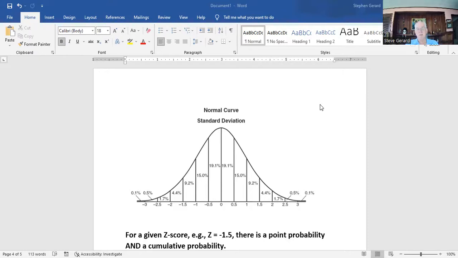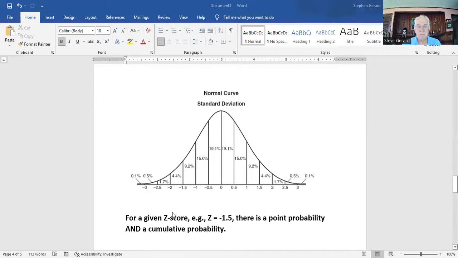Now, if you do something and the probability comes up 103%, you've done something wrong, because you can't have a probability more than one. And the area under this curve has specific probabilities associated with it for any given z-score, for instance, negative 1.5. There's both what's a point probability and a cumulative probability.